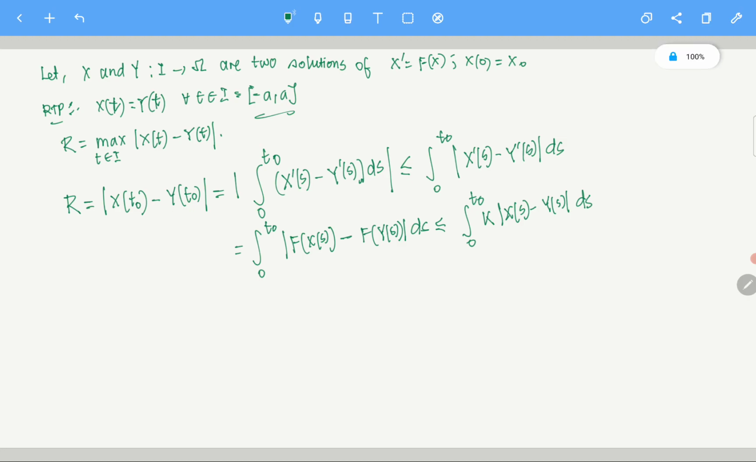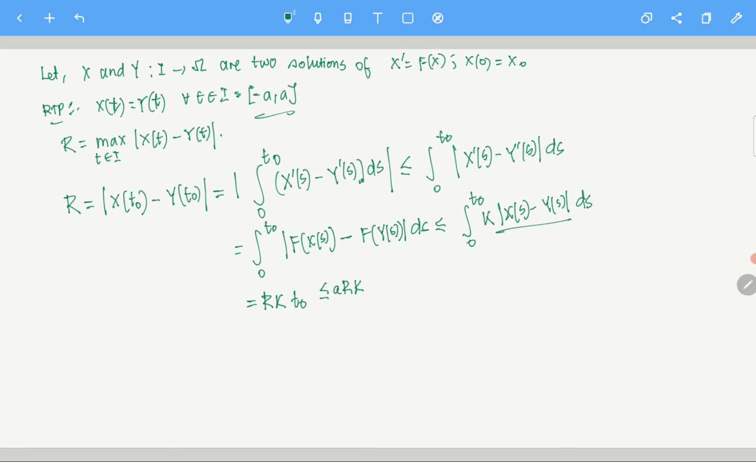Now what do I have? R is the maximum of |x(t) - y(t)|, so I will just take this maximum here. So this is basically R times k times t naught, because the maximum of this is R, so I can take R and k outside. Now I have the integral from 0 to t naught of ds, which is t naught, and t naught is always dominated by a, so it is at most R k a. Let's just write it like this.